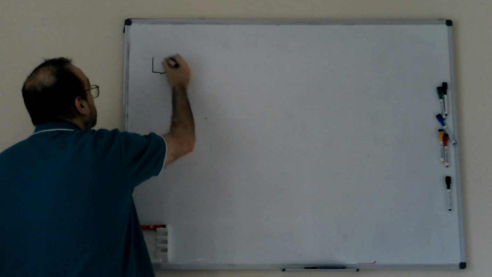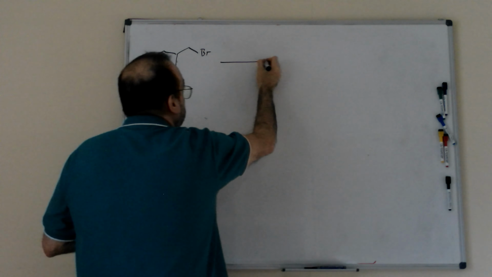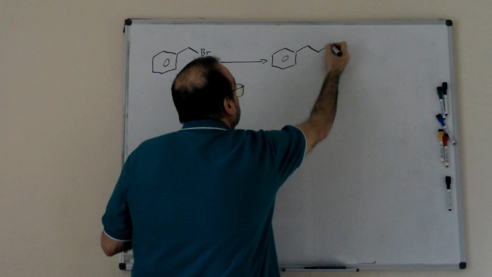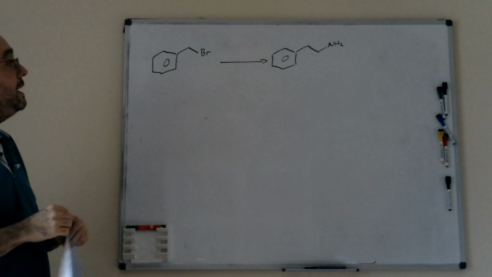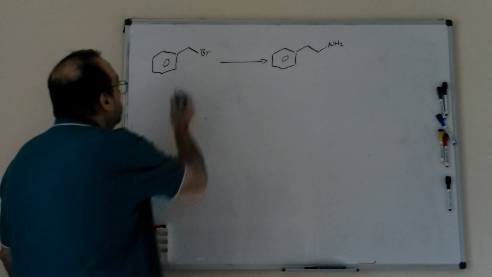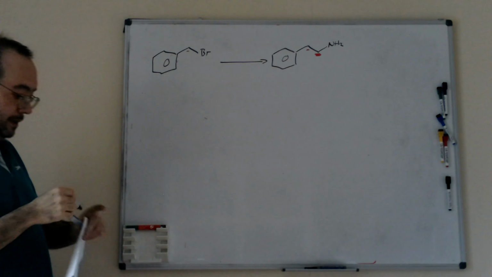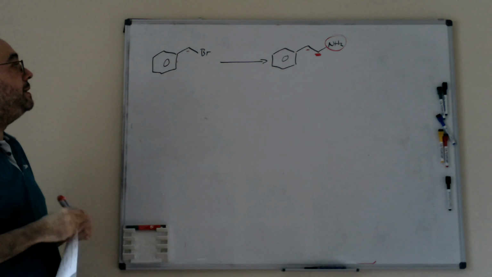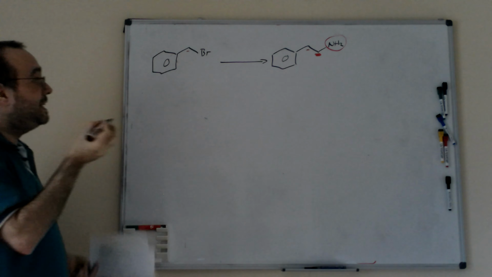We have this compound, and we want to synthesize this. How can we do it? Always when we are doing a reaction, we have to count the number of carbons. Here we have 7 carbons, and here we have 1 carbon more. And this carbon is functionalized with an amine. That means we have 2 options. We can use nitromethane or we can use cyanide.